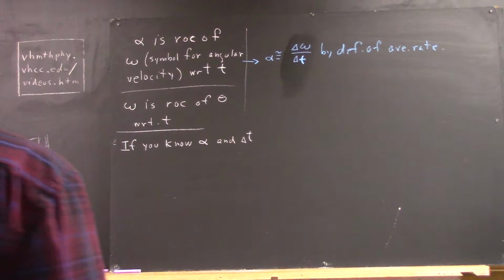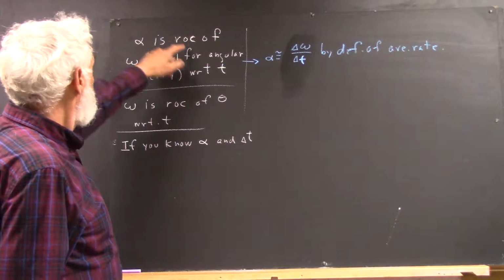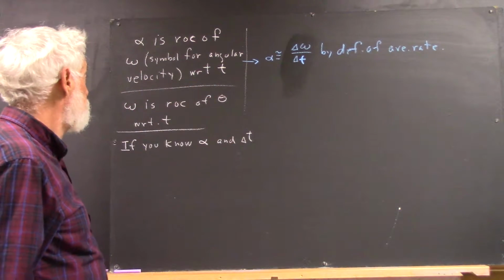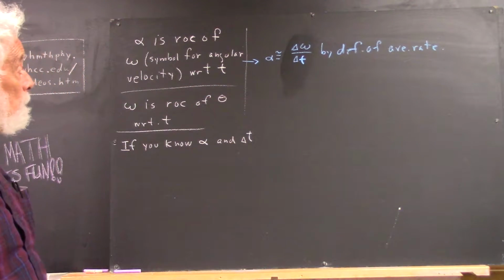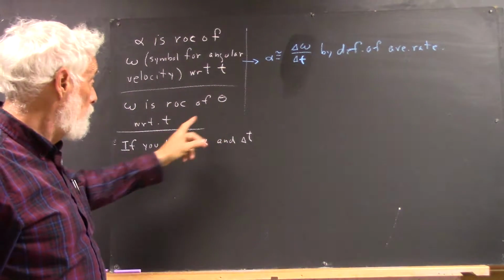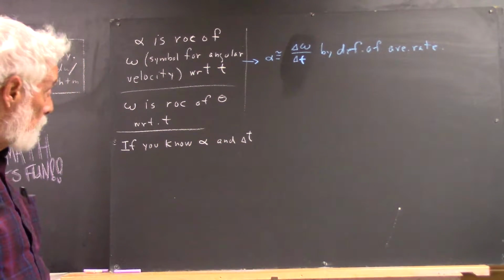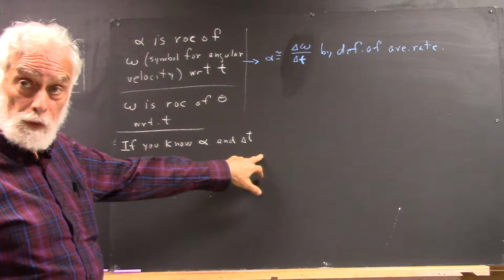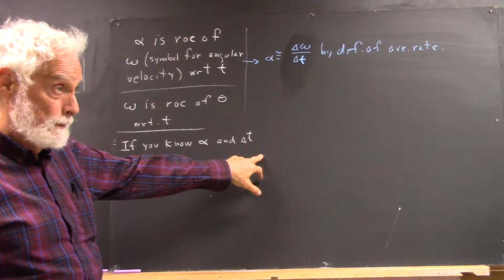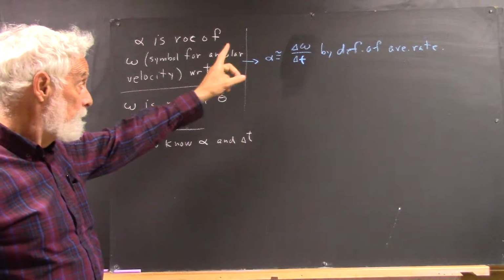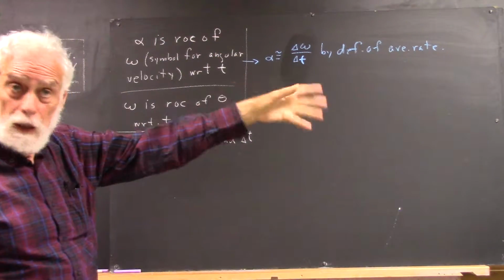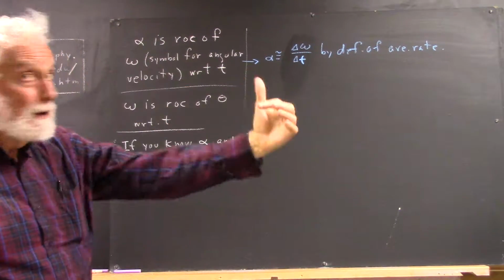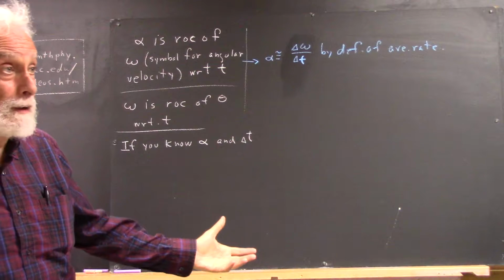So we've just asked the question: if alpha is the rate of change of omega with respect to t, and omega is the rate of change of theta with respect to t. The question was, if you know alpha and delta t, what can you do with that? Find the change in time? Yeah, you can find delta omega, but how do you know that?